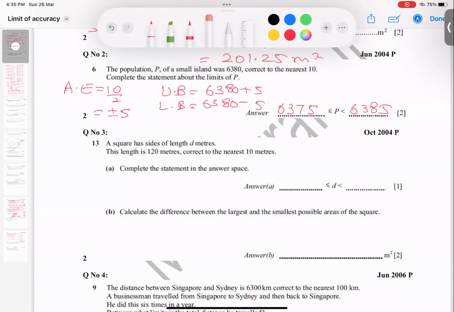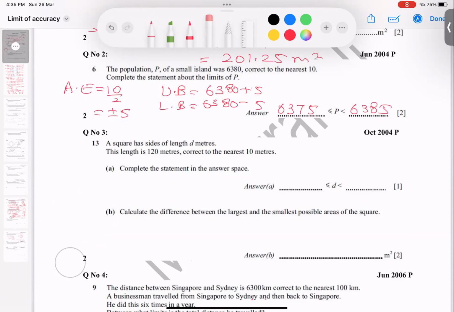In this question, he said a square has a side length of d meters. It means this is a square, and each length is d meters, d meter, and d meter. And he said this length is 120 meters. By mistake I wrote 120 instead of d. Anyway, the square has a length of d meters, and this length is 120. Write it yourself, no problem.